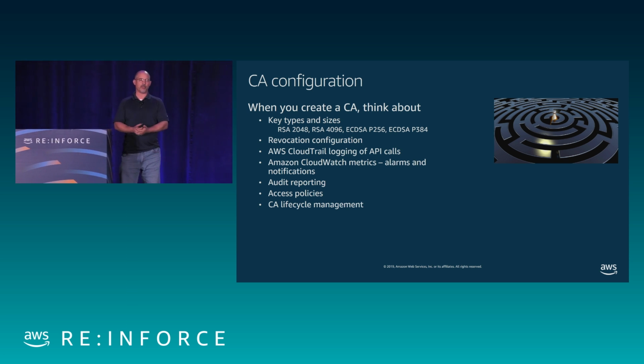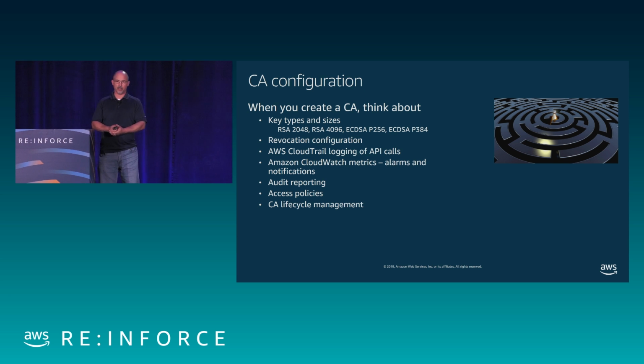So some of the things we want to think about are the key types and key sizes. RSA 2048 is the most common, most accepted key size and key type, but some customers have a requirement to use RSA 4096 certificates. And typically we see elliptic curve ECDSA certificates for customers who are issuing certificates for IoT devices because of the reduced complexity of processing smaller keys. So you want to think about those things.